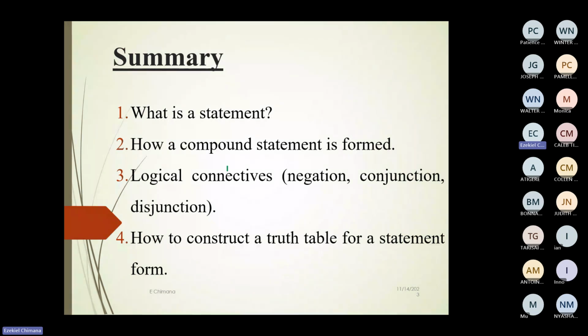So in summary, we've learned what a statement is and how a compound statement can be formed. A statement is just a sentence with a truth value, which is either true or false, and you can use the logical connectives to form compound statements. Also, we've covered the logical connectives or operations: negation, conjunction, disjunction, and implication. We have also shown you how to construct a truth table.